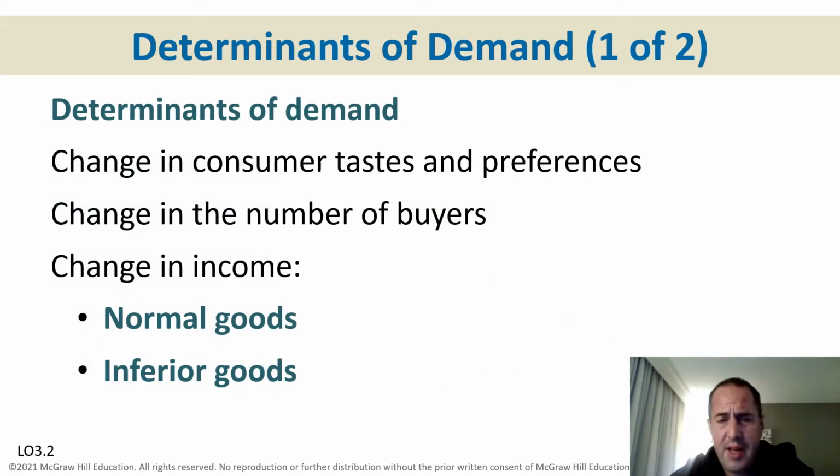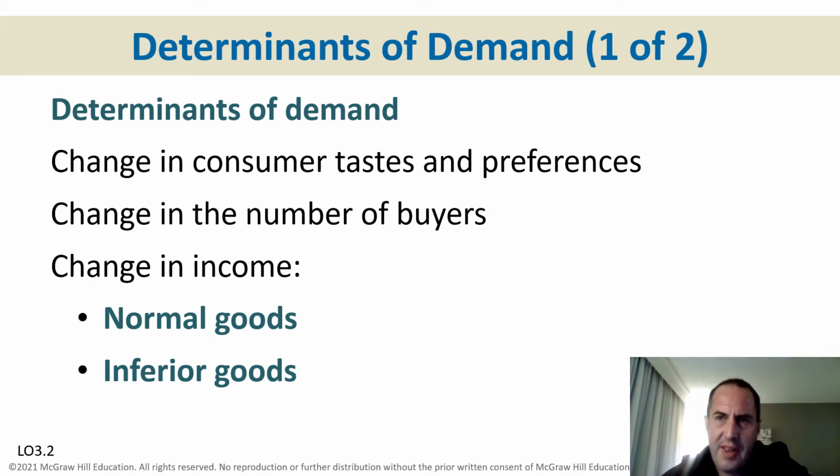Determinants of demand: changing consumer tastes and preferences, change in the number of buyers, change in income. Is it a normal or an inferior good? An example I'll continue to use is filet mignon, right? Your income goes up. Filet mignon is a normal good. Your demand for filet mignon goes up as your income goes up.